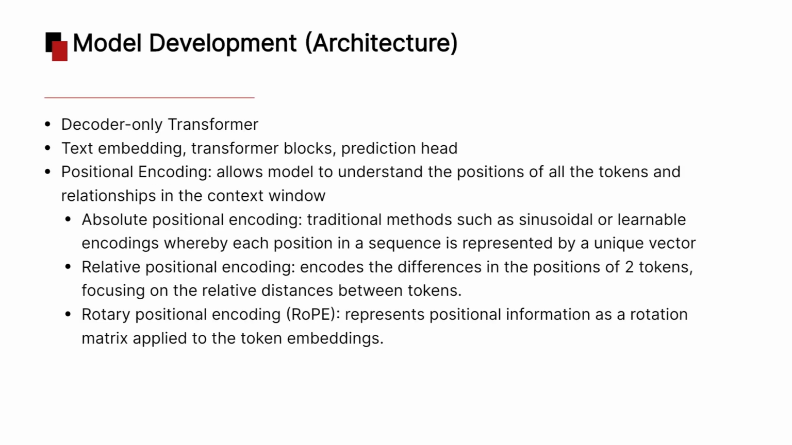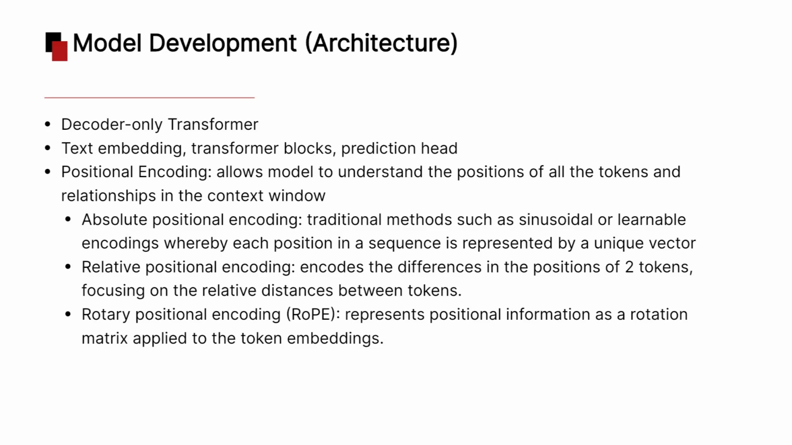In designing our chatbot's model architecture, we use a decoder-only transformer, which is particularly well-suited for generative tasks. This architecture takes in a sequence of tokens, our text prompt from the user, and predicts the next token step by step until the full response is generated. The process begins with a text embedding layer, which maps each token into a dense vector representation that captures semantic meaning.